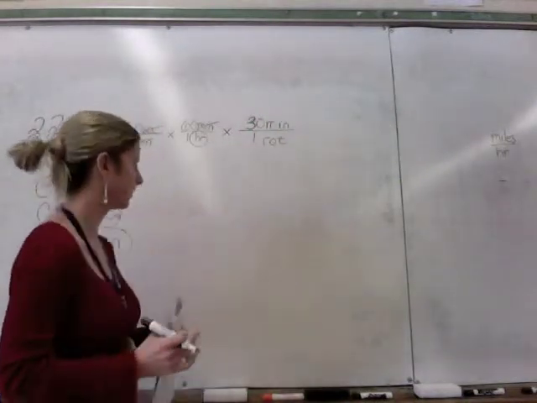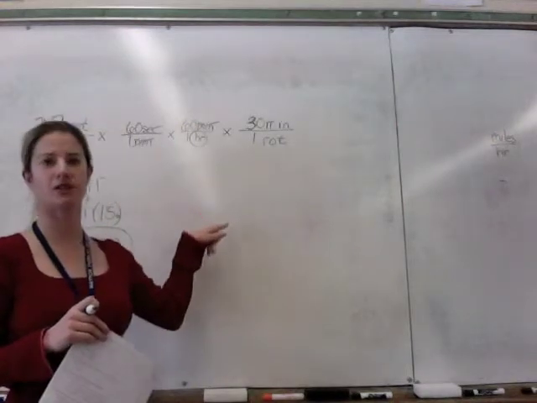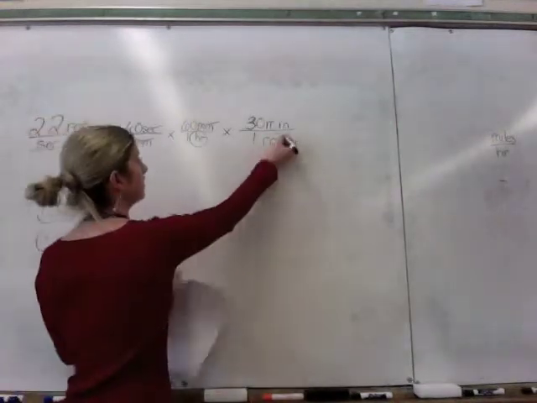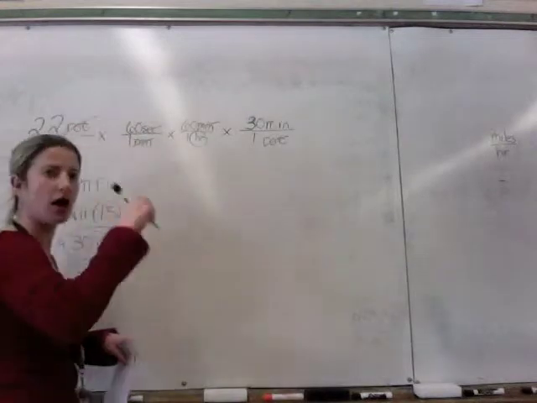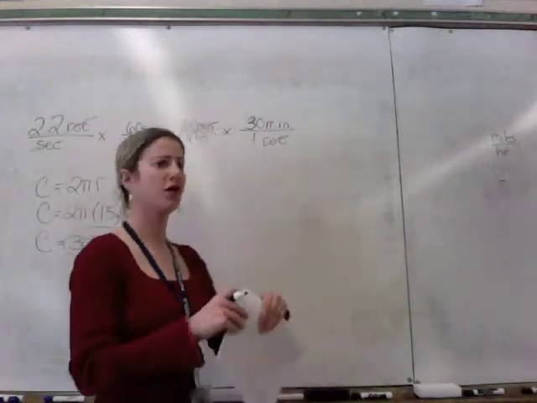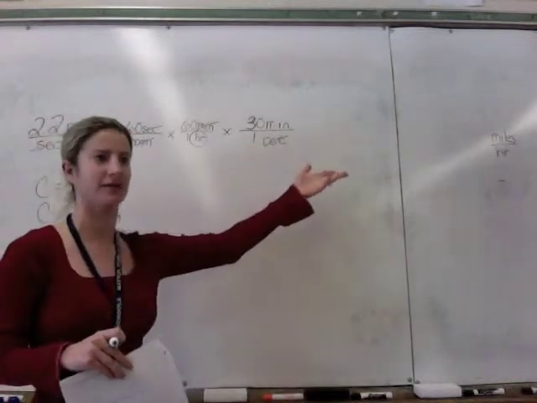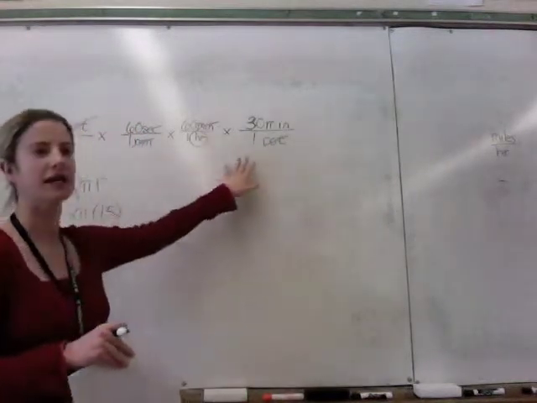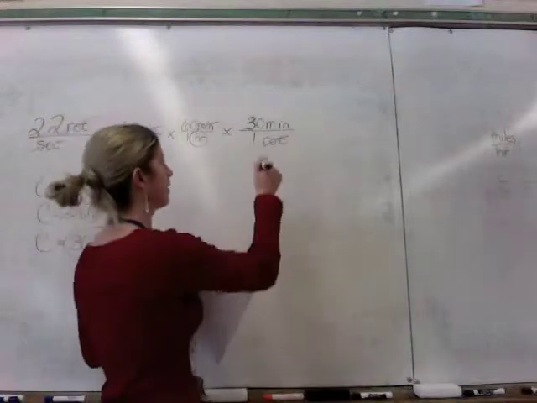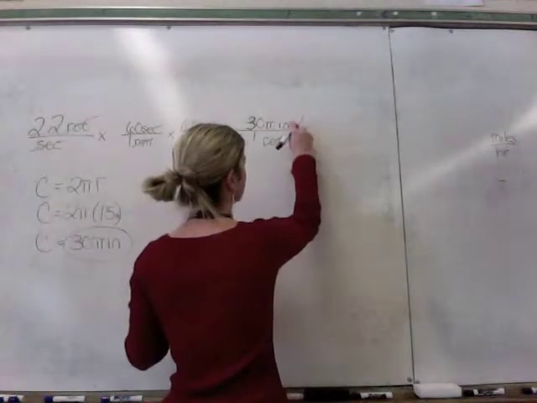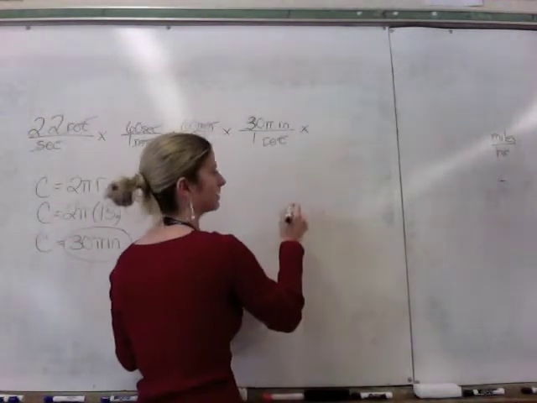30 pi inches in 1 rotation. Now, that's good. We got rid of rotations. That's the hardest part of this problem. Going from seconds to hours is easy, and going from inches to miles is pretty easy. It's going from rotations into a distance that makes it hard. Then we're going to multiply this by, because we want to get rid of inches, we want to go to miles.